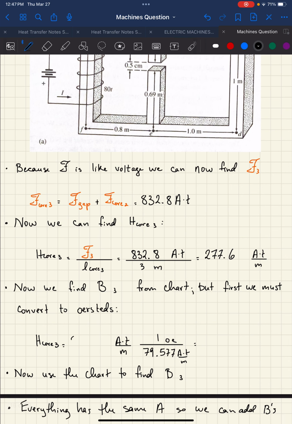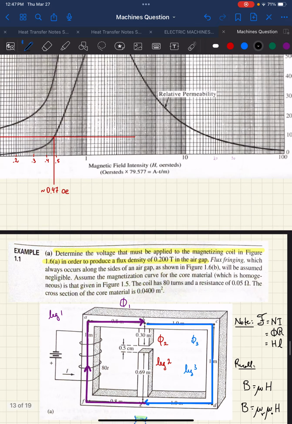We take the 277.6, and then I divide now by the 79.577 to go back to Ørsteds. So this turns out to be something like 3.488 Ørsteds, which is very close to 3.5. So now we've got to go to the chart and see what that correlates to. So let's go to the chart.